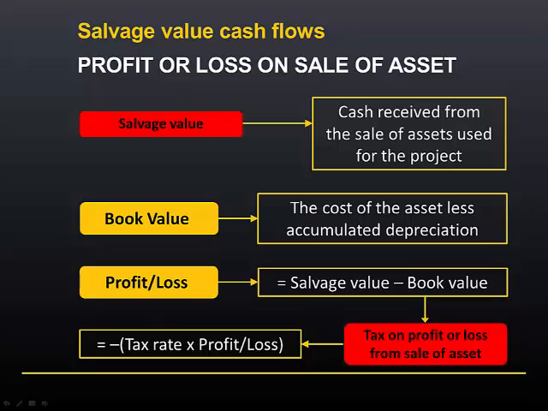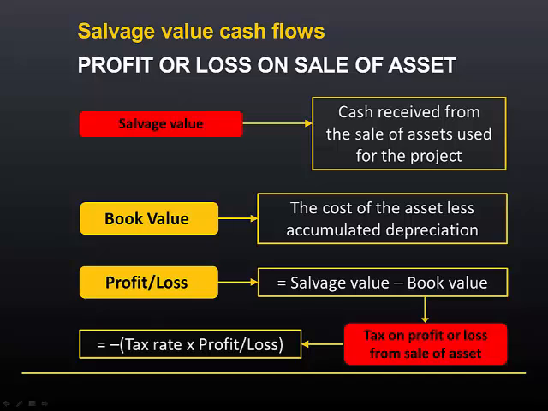To calculate the amount of tax, it's equal to the negative of the tax rate times the profit or loss. This means that the tax effect of a profit or loss is opposite in sign to the profit or loss. If we've made a profit, that's normally recorded as a positive number, and therefore we pay tax on that profit, and therefore the tax effect is a negative number, a cash outflow.